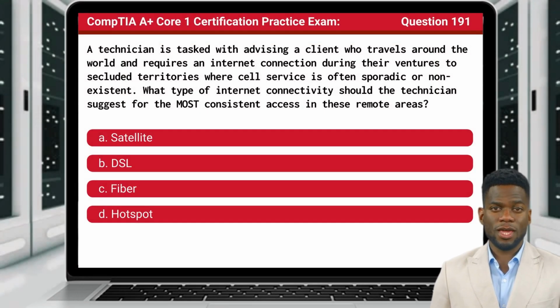Question 191. A technician is tasked with advising a client who travels around the world and requires an internet connection during their ventures to secluded territories where cell service is often sporadic or non-existent. What type of internet connectivity should the technician suggest for the most consistent access in these remote areas?